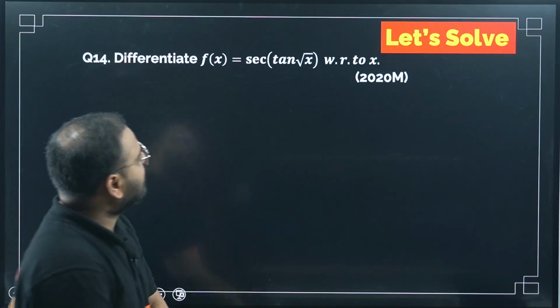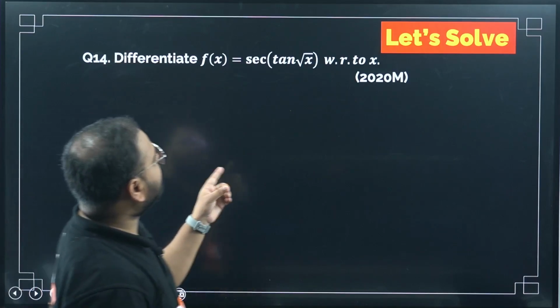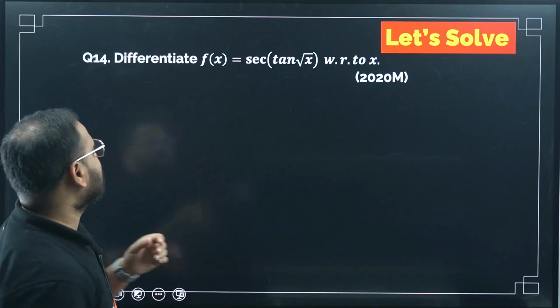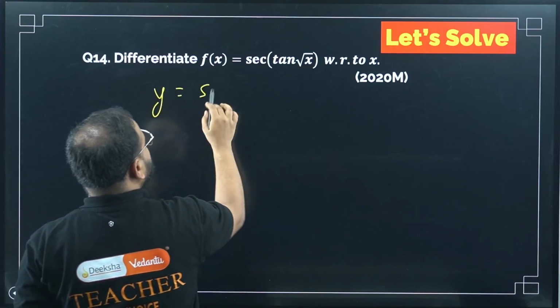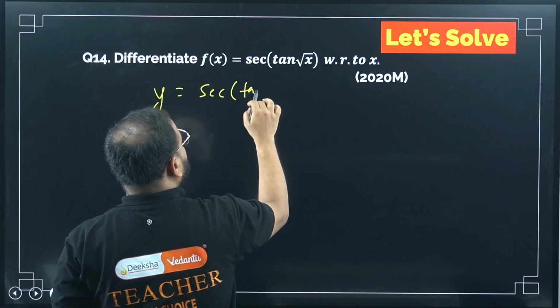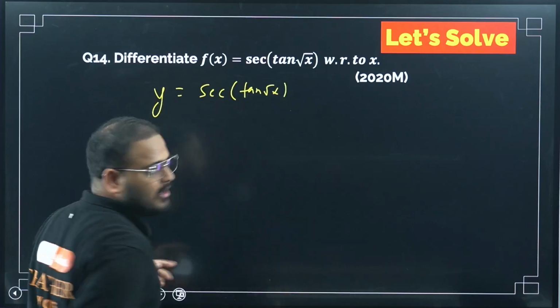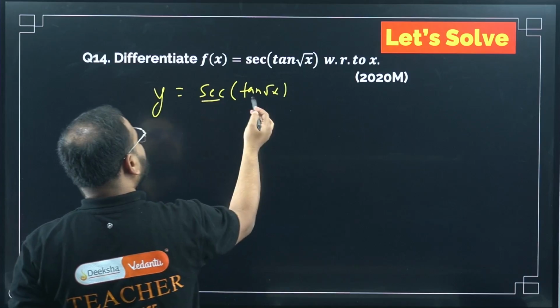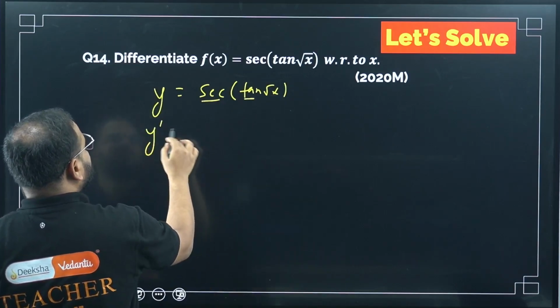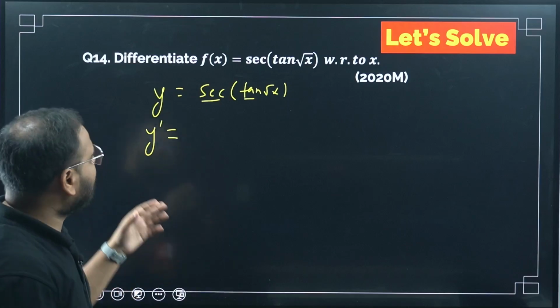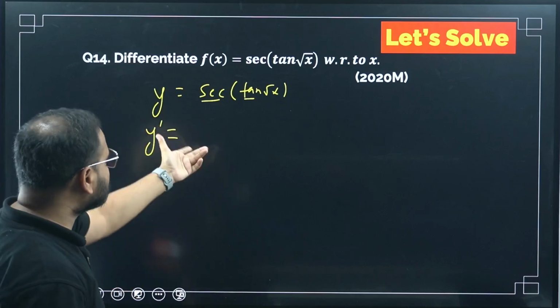Differentiate y equals sec of tan root x with respect to x. Again, a very simple question. First I'll do for sec, then I'll do for tan, then I'll do for root x. Please check here. This is a simple question, I can give it to you to solve also, but let me solve this one particularly.